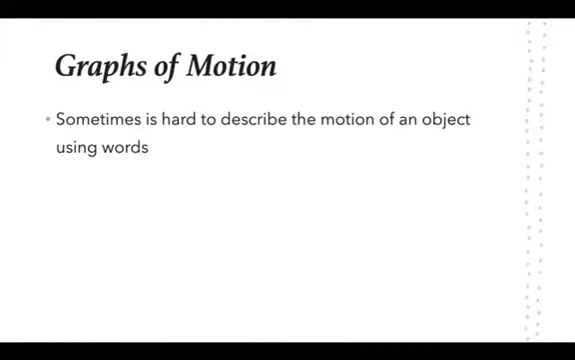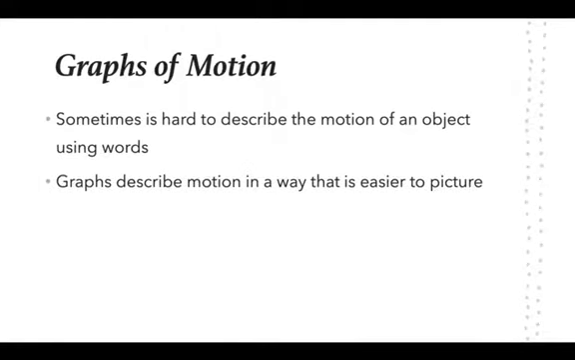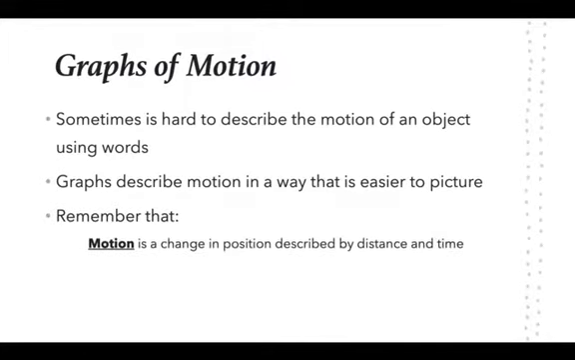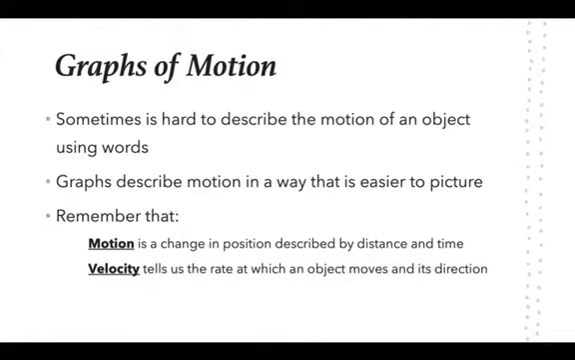Today we're going to be talking about the graphs of motion. Sometimes it's very difficult to describe the motion of an object using words. So we use graphs instead so that we can paint a picture of the motion of an object. Before we move into the graphs of motion, let's remember that motion is the change in position described by distance and time. Velocity tells us how fast the displacement of an object is changing and in which direction. And acceleration tells us how fast the velocity of an object is changing.